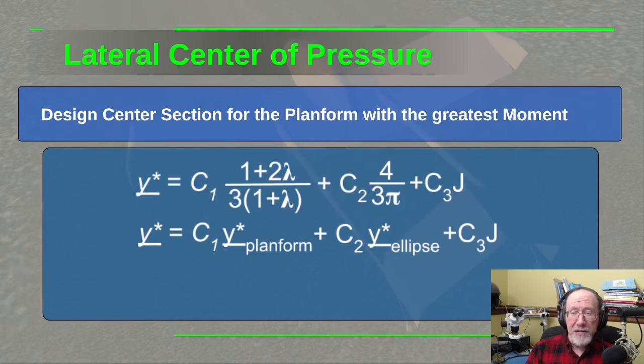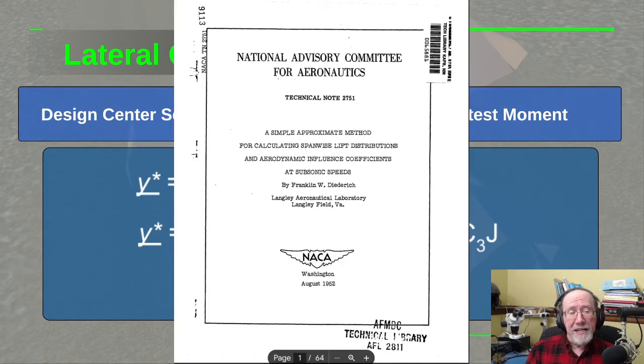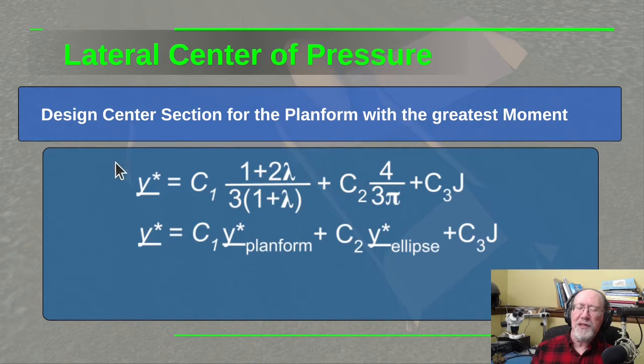Now there is an equation in the technical report that we're using, and that's NACA Technical Report 2751. And this is the equation that's in the technical report.